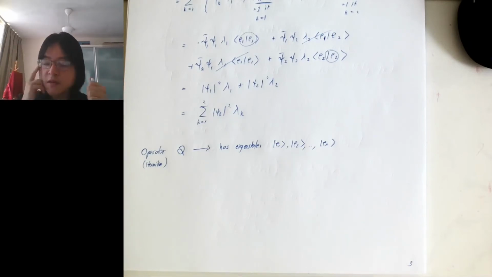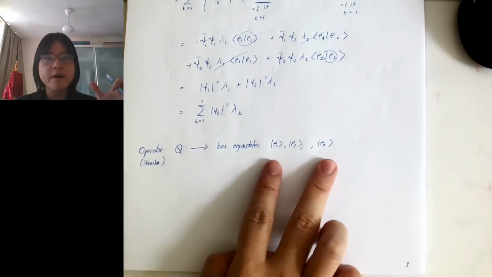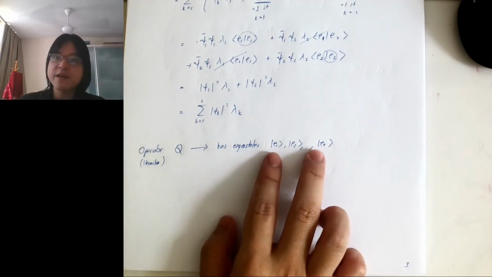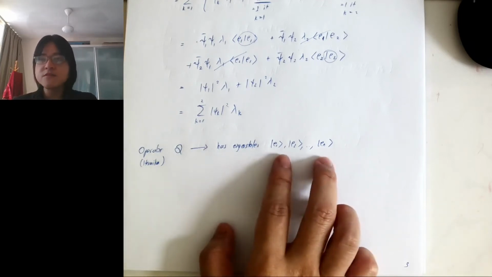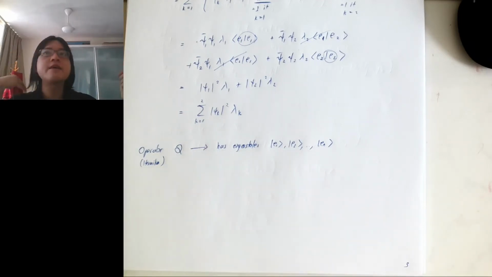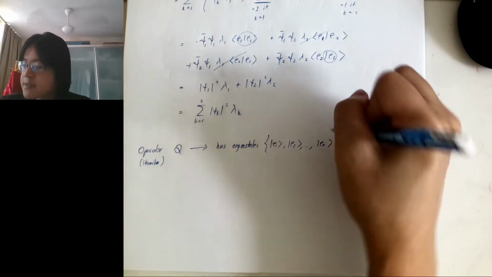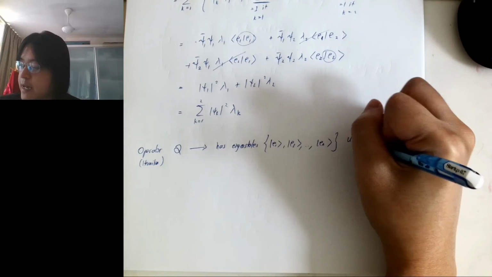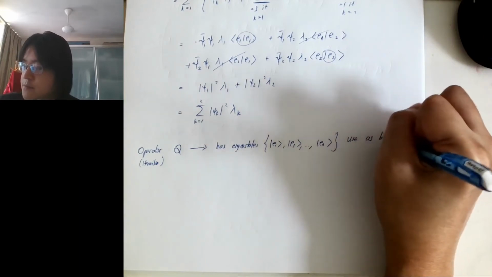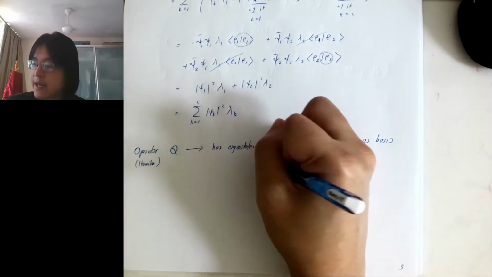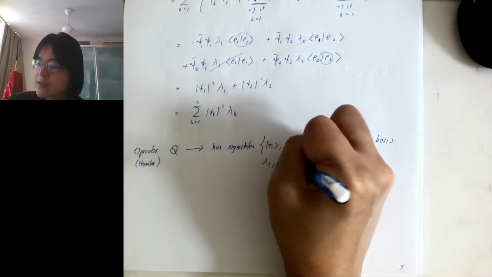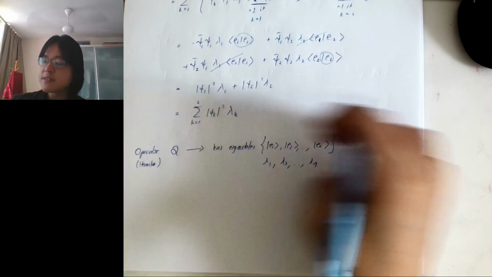So we are just talking about vectors. Like for example, in R3, i, j, k are vectors, but we haven't even started to discuss the position of a particle yet. We're just talking about i, j, k by themselves. So it has eigenstates, and then we use them as a basis. The operator determines what the eigenstates are, and then the eigenvalues are like this, and so on and so forth.